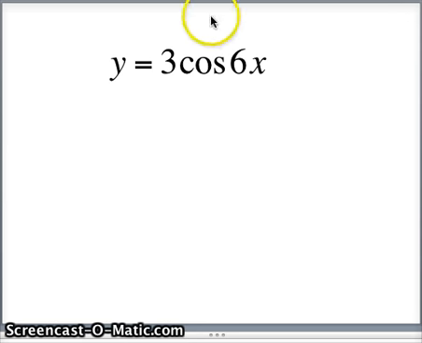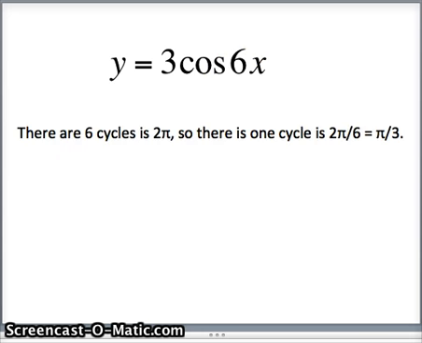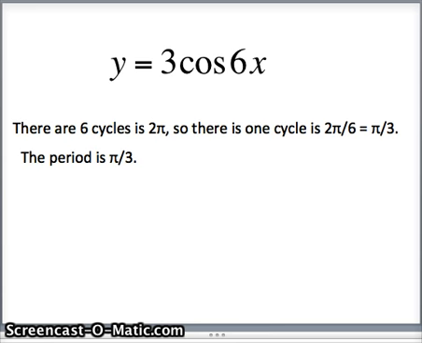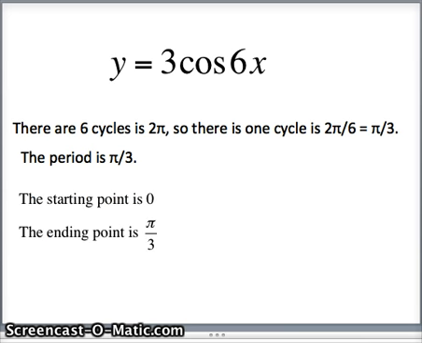So our next graph is y equals 3 cosine of 6x. 3 is our amplitude. Fine, it'll go up to 3, down to negative 3. 6 is our multiplier. We need to create 6 cycles in 2 pi. So if there's 6 cycles in 2 pi, dividing 6 by 6, I get 1 cycle in 2 pi divided by 6. 2 pi divided by 6 is pi over 3. So the period of this function is pi over 3. Starting at 0, ending at pi over 3, we know that.